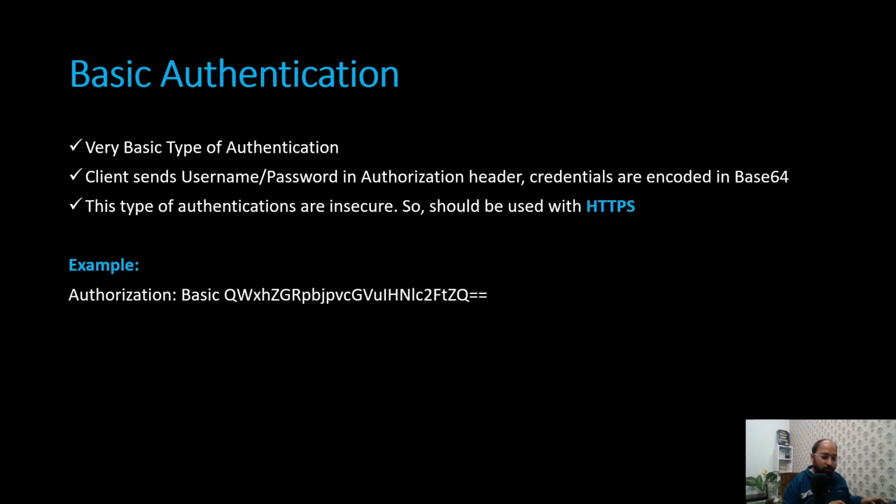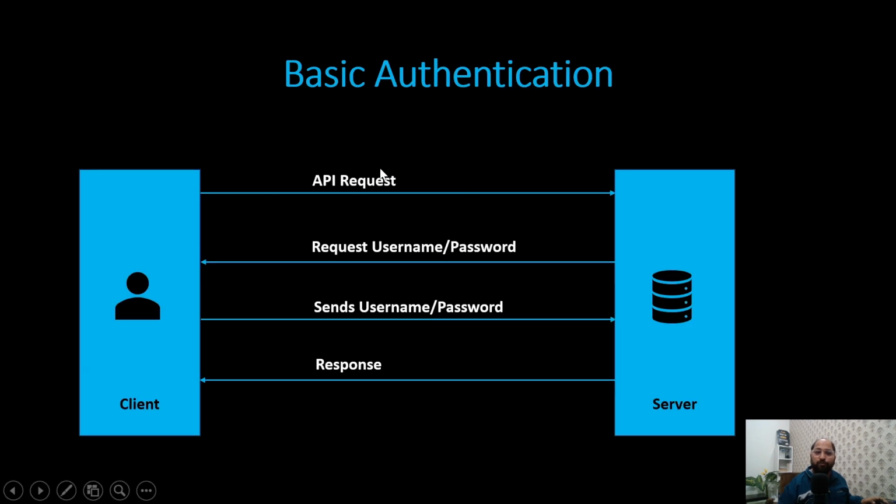Now we have understood this, let us recap it with the diagram, right? So first of all, what we are doing is we are making an API request, right? And then the server is asking us to provide the credentials, and then we are sending the username and password, and in response the server will process the request and give the response, right? So this is basic authentication.